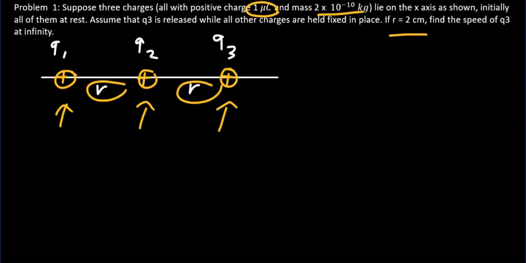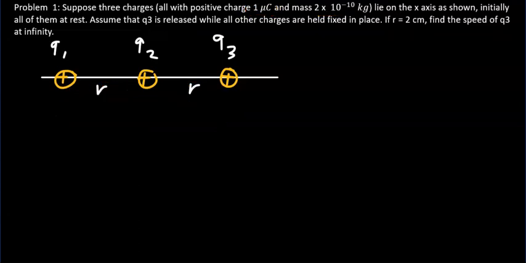And they are all held fixed in place. Assume Q3 is then released. Find the speed of Q3 when it gets to infinity. So this problem involves conservation of mechanical energy, in which the mechanical energy of the system is conserved before and after. So before, or the initial state, is as shown.